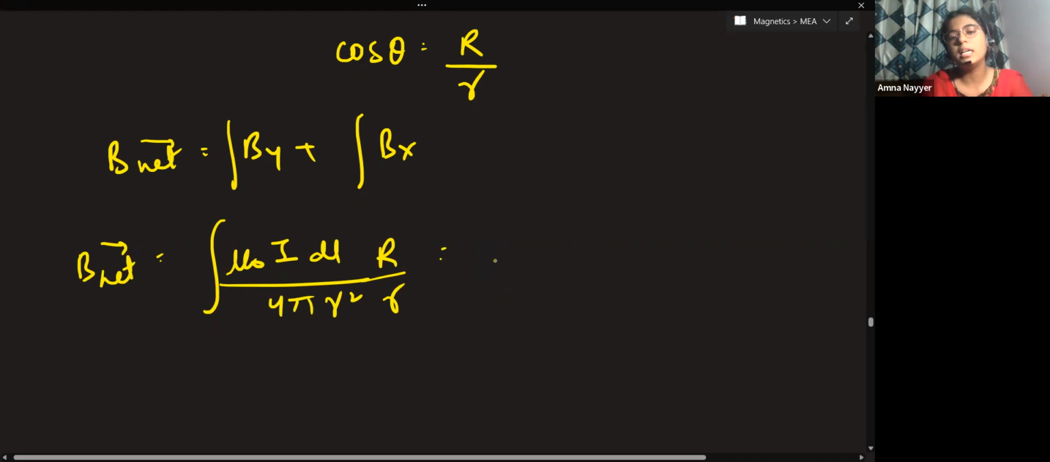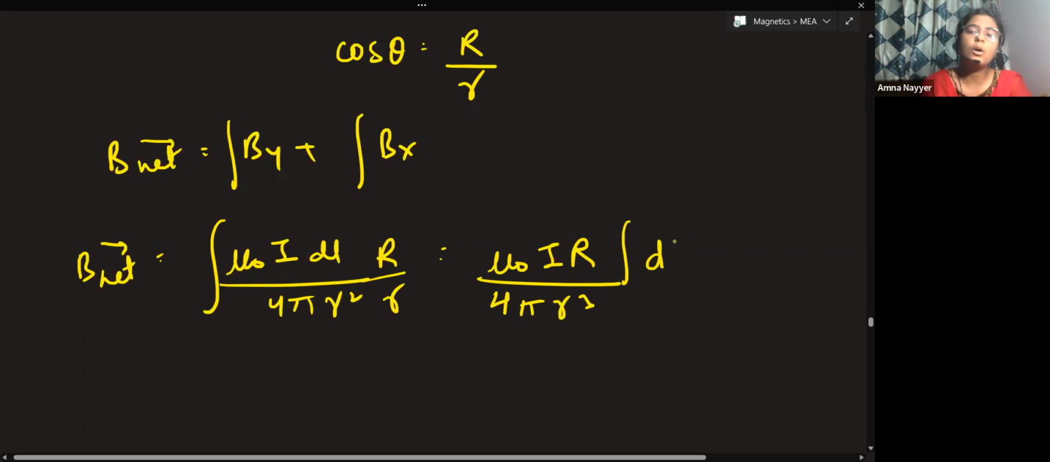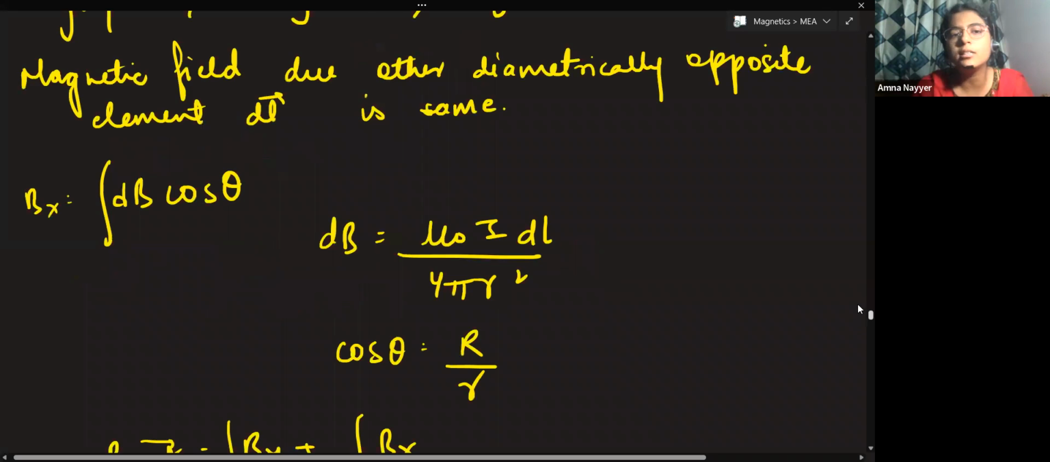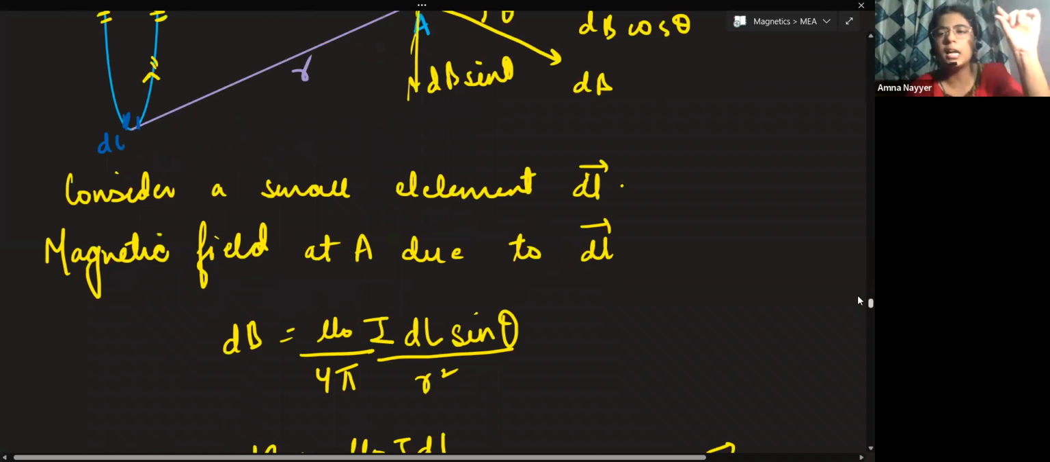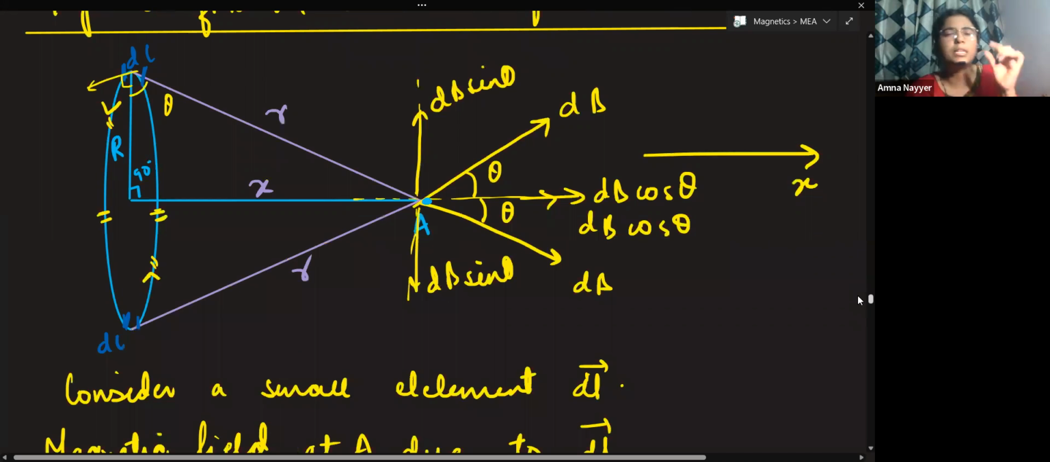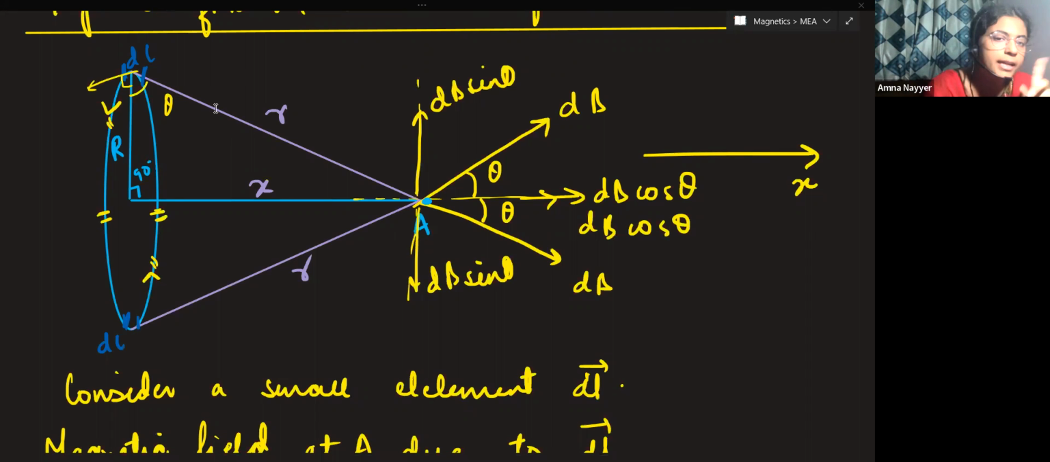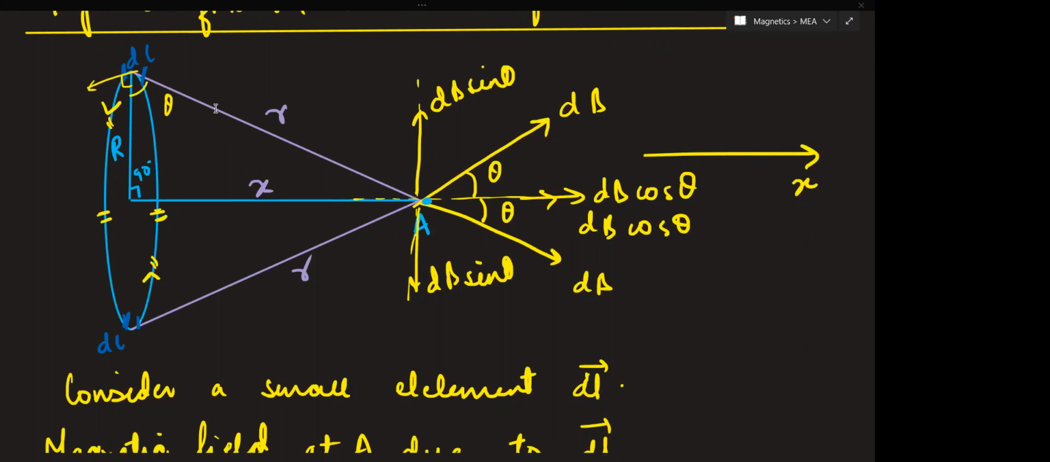When you integrate it, mu naught I capital R divided by 4 pi small r cube, and then the integral of dl. This much part has been written. Can anyone tell, if I integrate all the dl's, what will I get? dl plus dl plus dl plus dl, all the dl's. Anyone from the class? What will I get? Radius is capital R. Yes, Khalid?